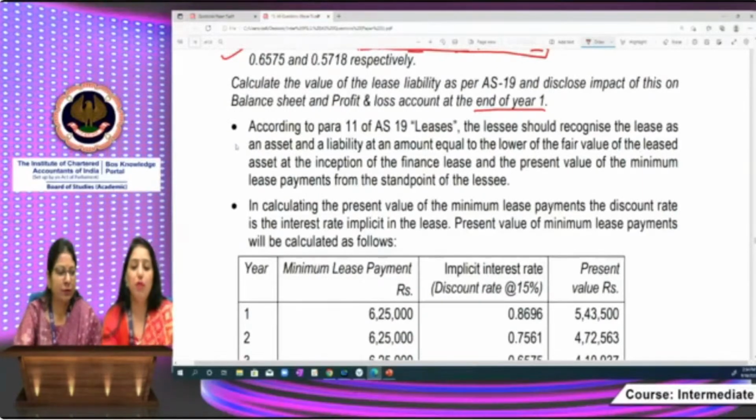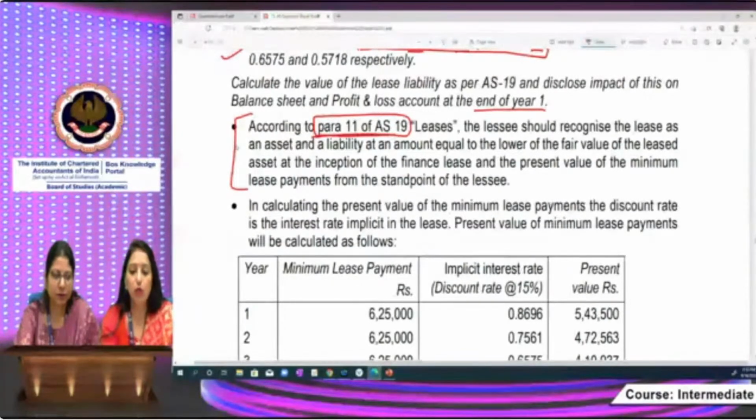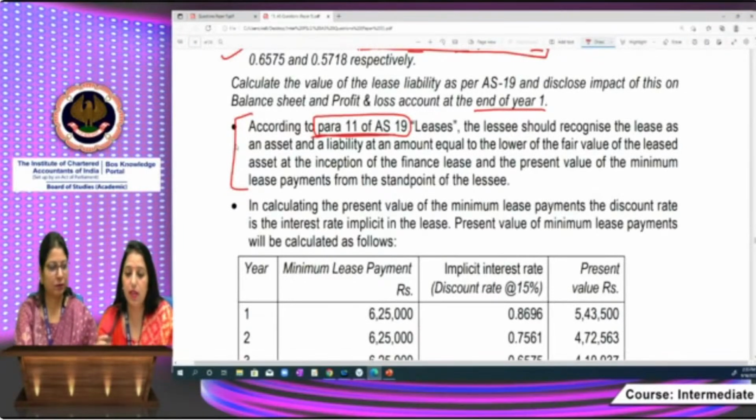In this solution, we have provided the para of this AS. The reason we have provided it is so that students can refer to this para and read it carefully, so they can find more clarification and more concept clarity. You are not required to mention this para of AS 19. This is only for your reference, so you can correlate from which para of AS we are providing this stanza. According to this para of AS 19, the lessee should recognize the lease.